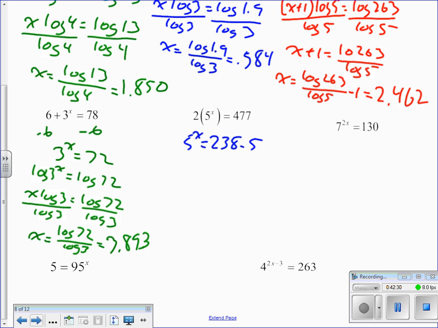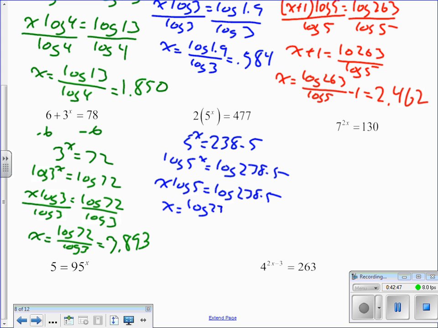Do your decimals now. Doesn't matter. Log both sides. Log of 5 to the x equals the log of 238.5. Bring down the x. X log 5 is equal to the log of 238.5. Divide by log of 5. X equals the log of 238.5 divided by the log of 5. 3.401.